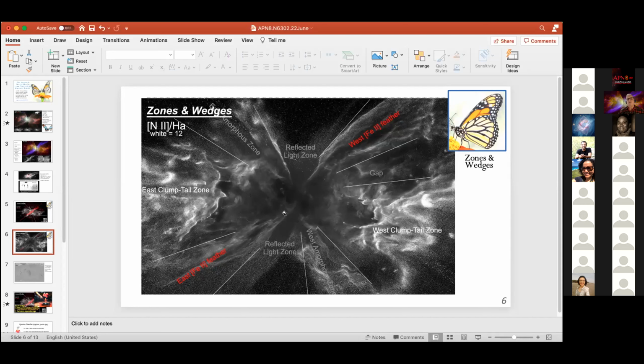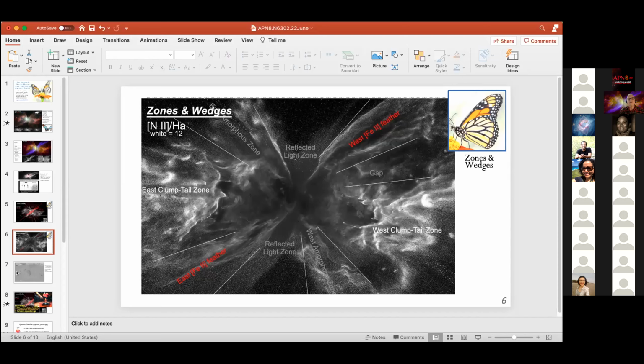There are amorphous regions where there's no bright structure at all, and then there are the very conspicuous clump zones. All of this points to a very complicated history for the formation of the lobes, and maybe not just a single outburst event, but several of them.